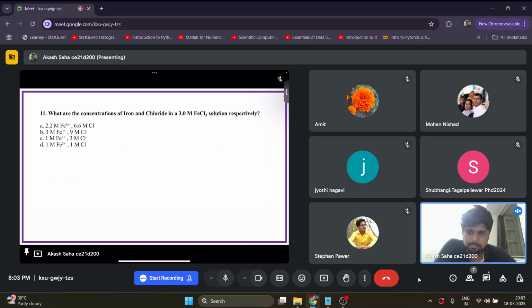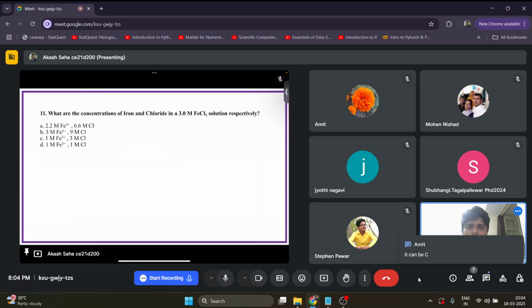Okay, next problem. What are the concentrations of iron and chloride in 3 molar FeCl3 solution? So we have 3 molar FeCl3. Just now we have solved a similar problem. Now you have to tell me the molarity of iron and chloride in FeCl3 solution. There is no need to calculate anything, just by seeing you can tell me. B. Any other answer? Or you think B is the correct answer?